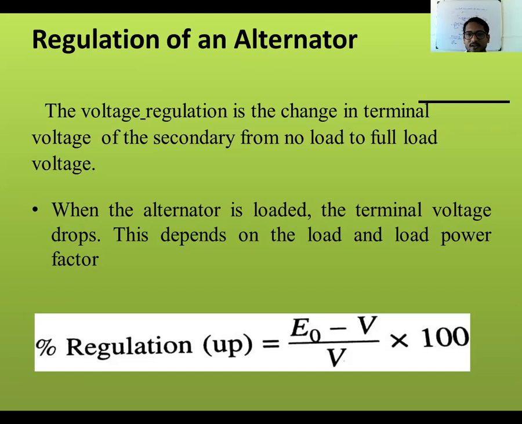When the alternator is loaded, the terminal voltage drops. This depends upon the load and the power factor. So the percentage regulation of the alternator is given as E0, that means no load voltage, minus full load voltage, upon full load voltage, into 100.